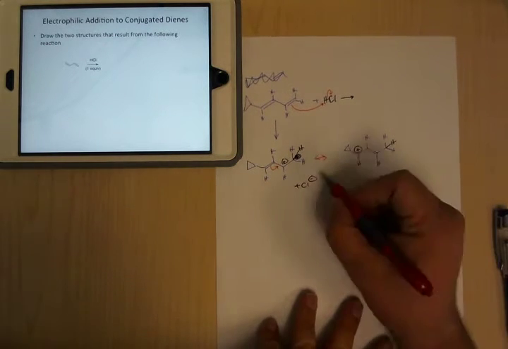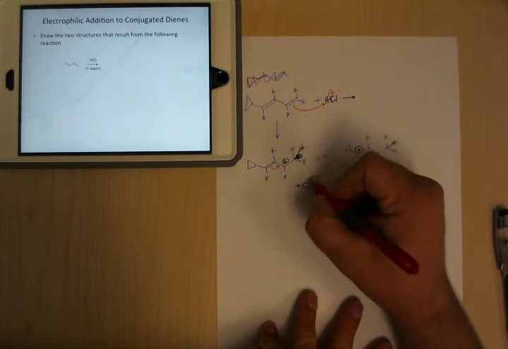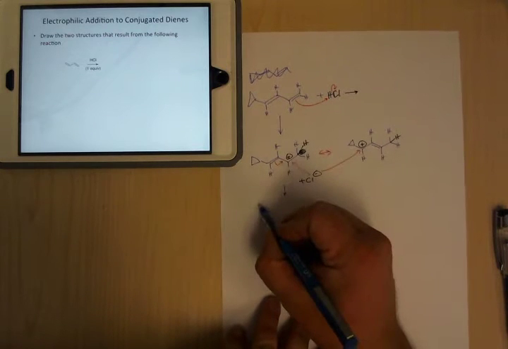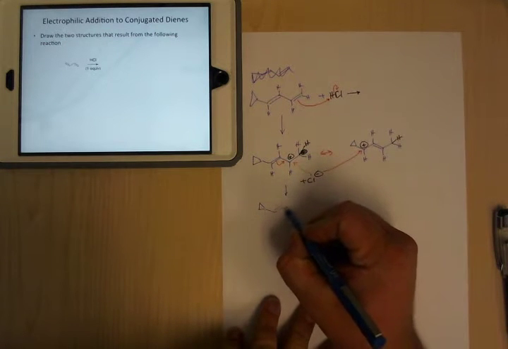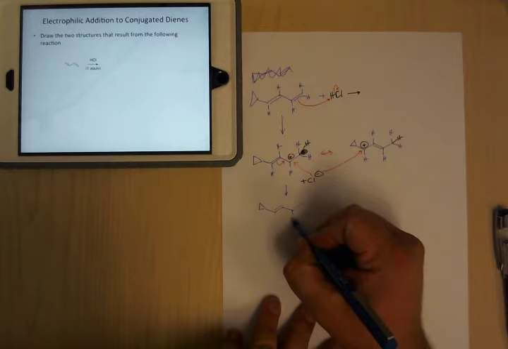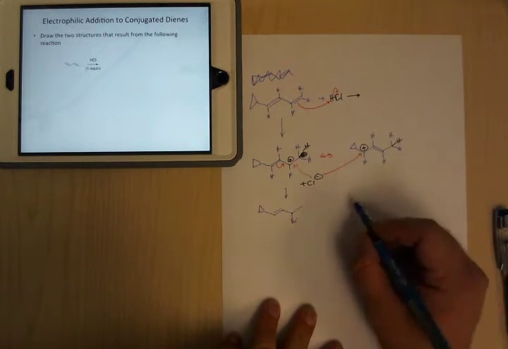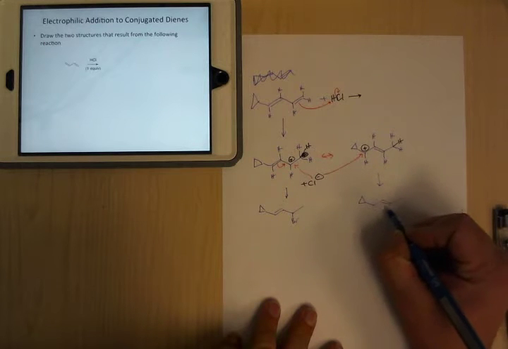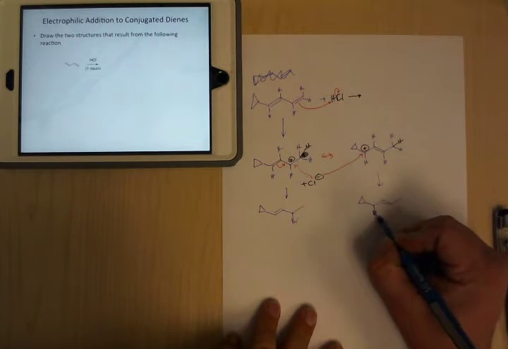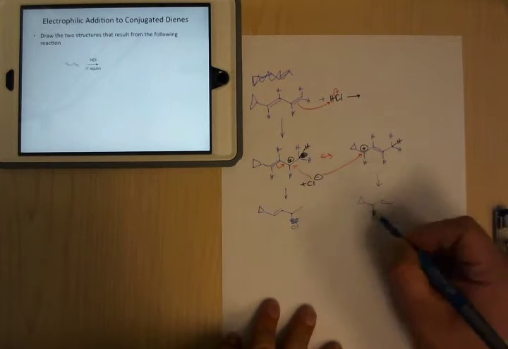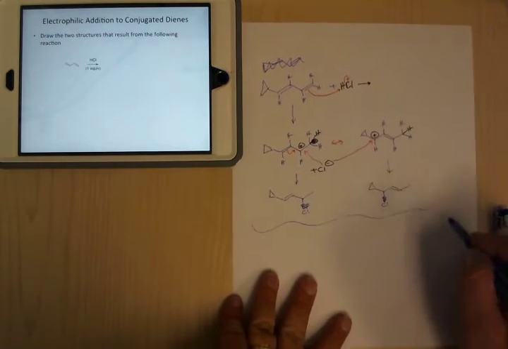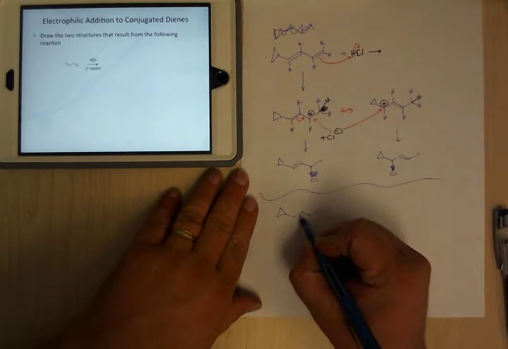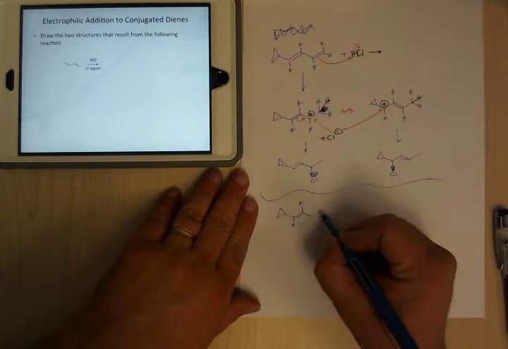So now the chlorine can come in and attack either there or there, depending on which product you're forming. So if you attack there, you would end up with this like that. Attack there, you would end up with chlorine there and chlorine there. Now the alternative thing would be to attack at that other double bond.